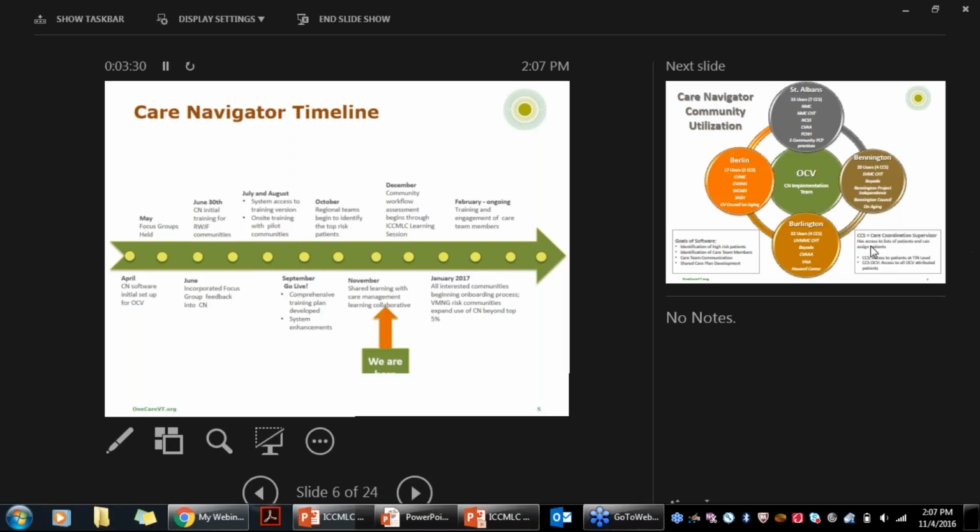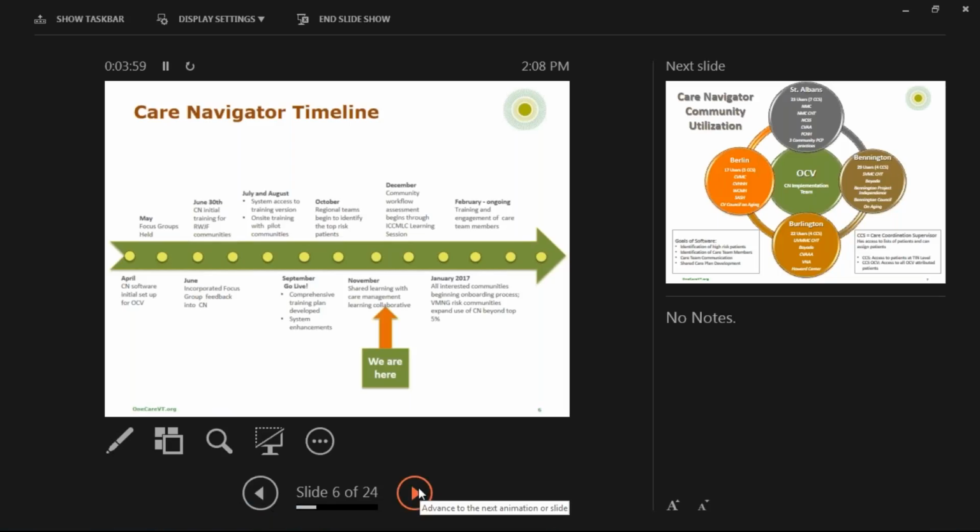In January, we'll be working with any interested communities who want to start using and getting trained in Care Navigator. And then for the communities that are in the next generation Medicaid program, we'll be looking at expanding the use of Care Navigator beyond the high-risk communities. And then in February, the ongoing training and engagement of care team members. So that is the anticipated timeline.